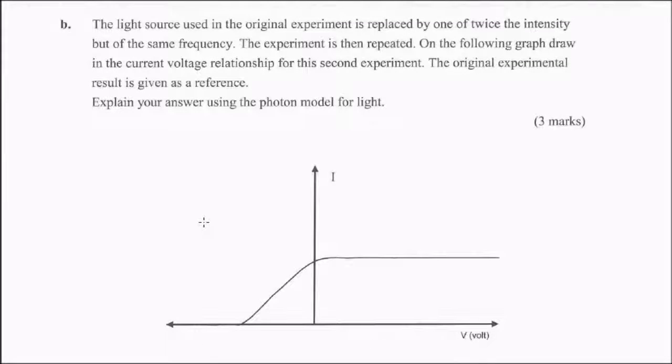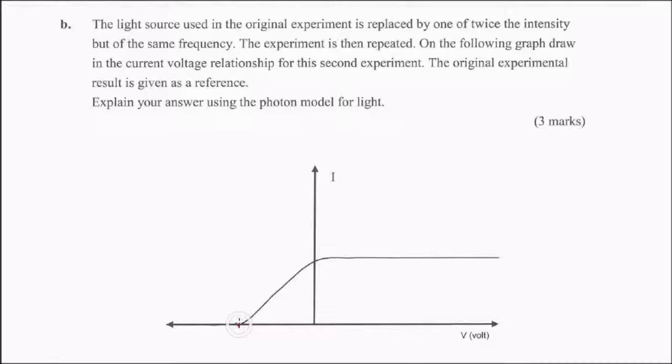The light source used in the original experiment is replaced by one of twice the intensity but of the same frequency. The experiment's repeated. Draw on the current voltage relationship for the second experiment. This one asks us to understand the photoelectric effect, and in the photoelectric effect the intensity of the light is the number of photons that are striking the surface, and so it will affect the current. Each photon though has the same energy, so it's not going to cause photoemission to happen any sooner. So the stopping voltage will be the same.